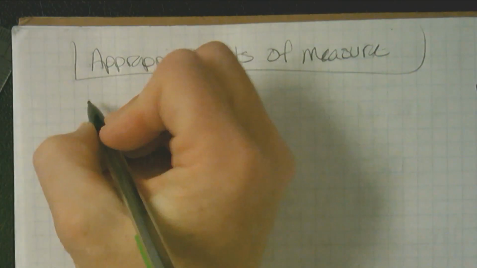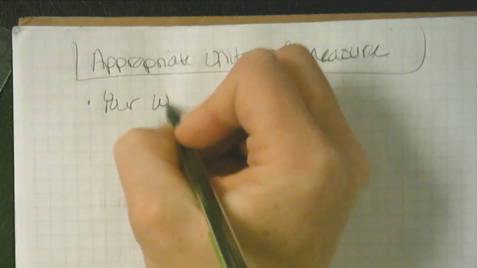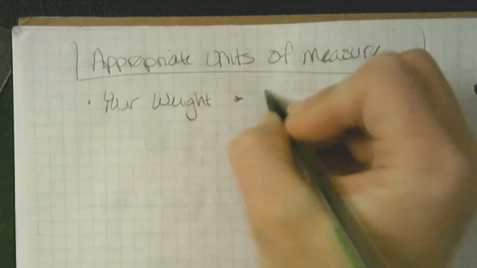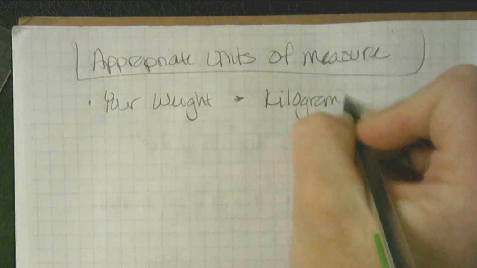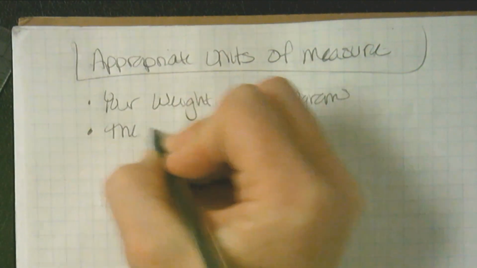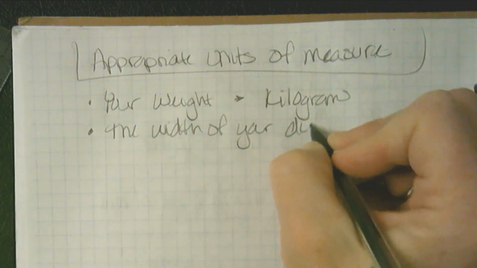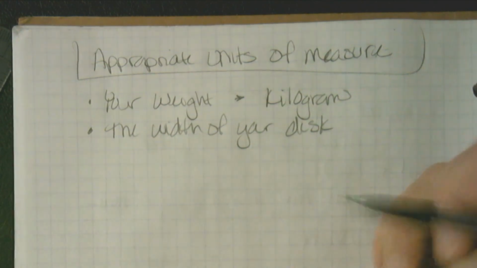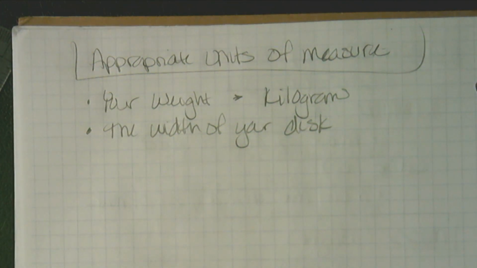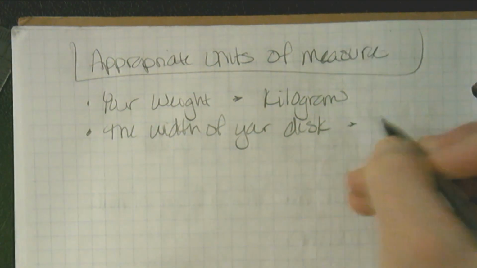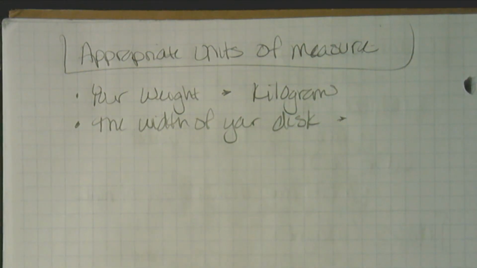So if I said to you your weight, we would probably say kilograms. How about the width of your desk? Right, we have meters, centimeters, millimeters, kilometers. What do you think is probably the most appropriate unit measured for the width of your desk? Mateo? Excuse me? How many of you guys agree that a meter is probably the most appropriate unit measure?